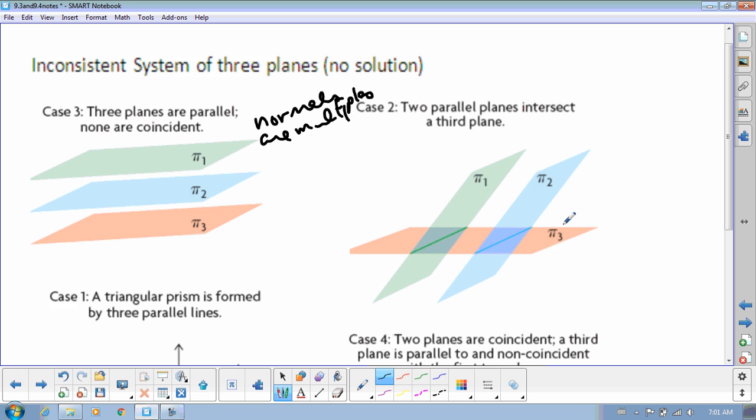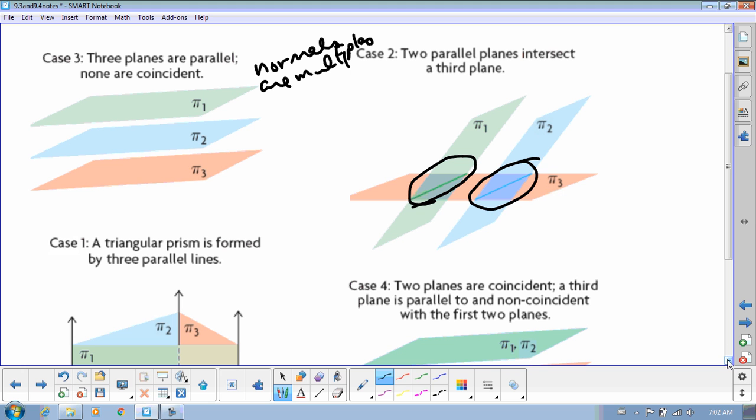Case 2, we have two planes that are parallel, and the third one intersects both of them. So as pairs, there's a line of intersection, but as all three of them together, there's no solution. So two sets of normals are multiples.